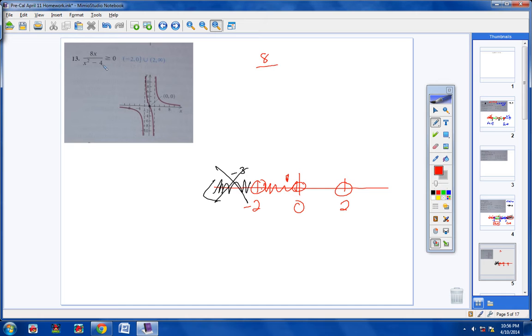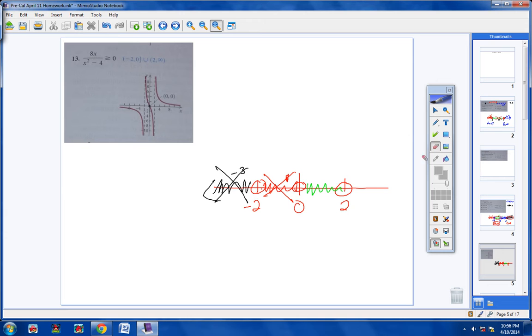1 squared is 1, minus 4 would be a negative 4. So we're going to get out a negative number, and a negative number is never greater than 0. So this segment here, this region here, does not work. Now let's try this region right here.